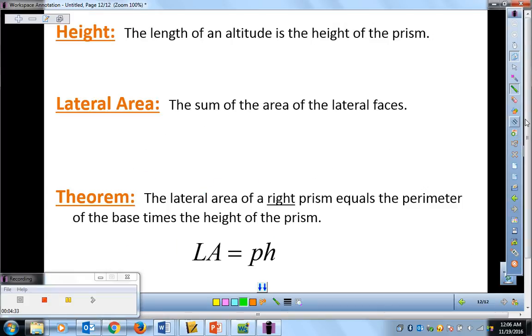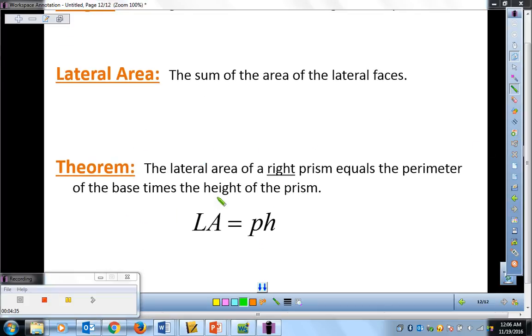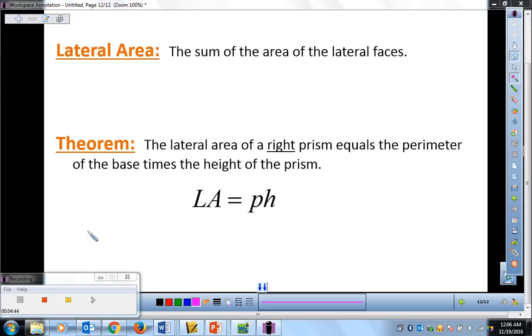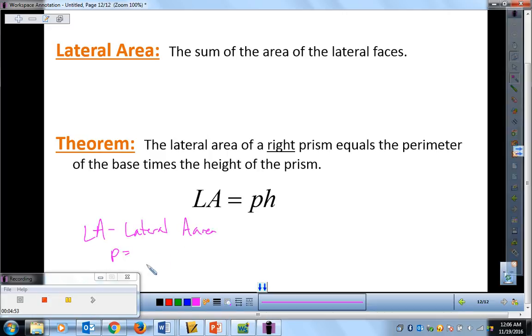We want to make sure we're as efficient as possible and use our time as best we can. So we have a formula we're going to use, a theorem. The lateral area of a right prism equals the perimeter of the base times the height. LA means lateral area. I'll write it all out for you. LA equals lateral area. P equals the perimeter of the base.